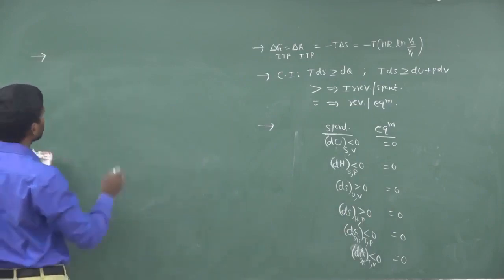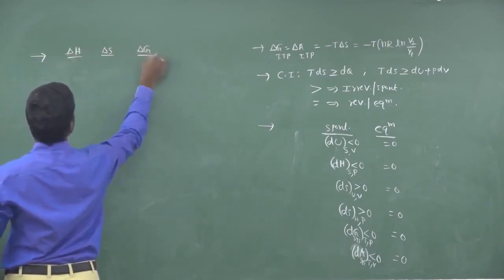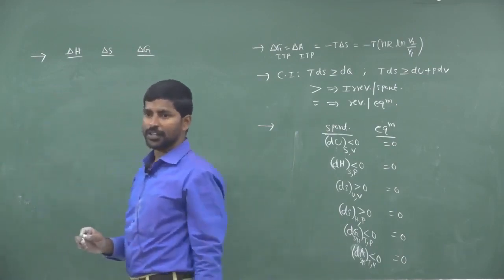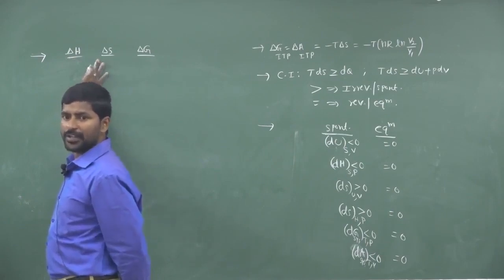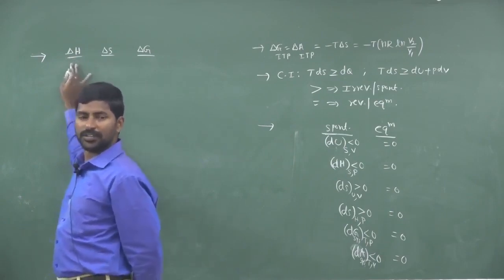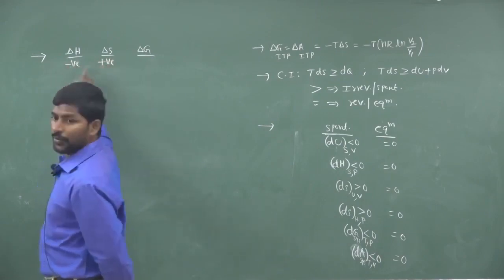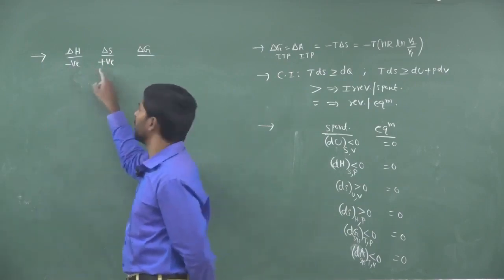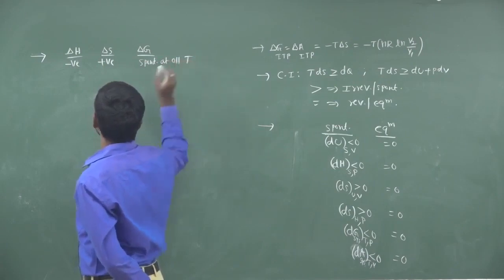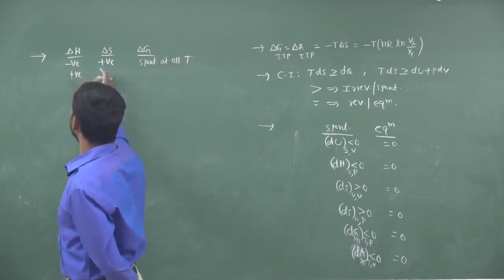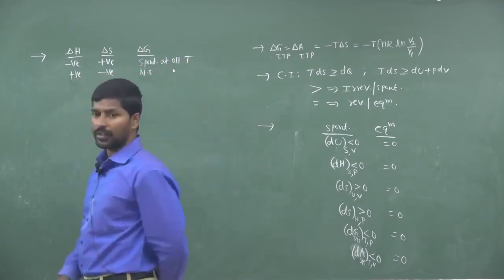Next, if you see relative signs of delta H, delta S, and delta G, what is the effect of temperature on spontaneity? If both are favorable, spontaneous at all temperatures. If both are not favorable, non-spontaneous at all temperatures. For example, delta H negative, delta S positive. Both are favorable for a spontaneous process. That means such a process is spontaneous at all temperatures. If both are not favorable, energy is increasing, entropy is decreasing. That is non-spontaneous at all temperatures.